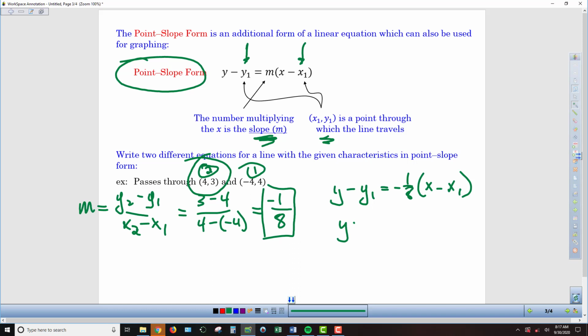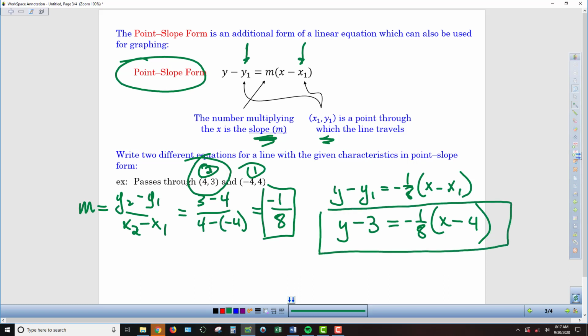So we get y minus 3, make sure it's the y coordinate there, equals negative 1/8 times x minus 4. And again, we used the one we designated as point 2, even though in the equation it shows up as x1, y1. Don't be distracted by that. It just needs to be a point that the line travels through that we use for that in our equation.